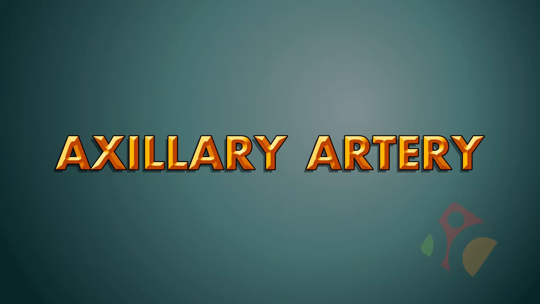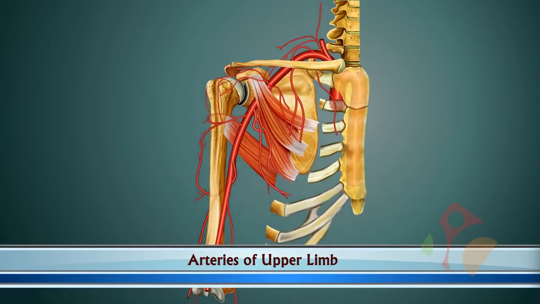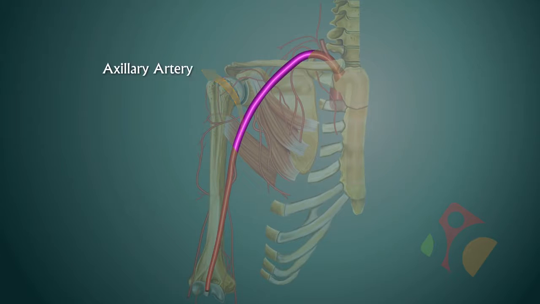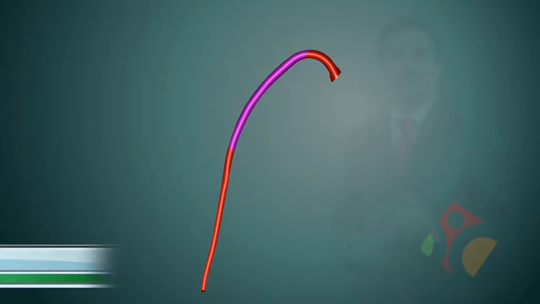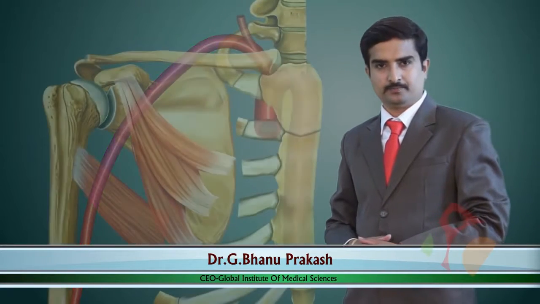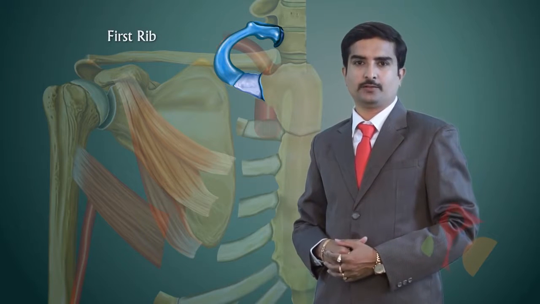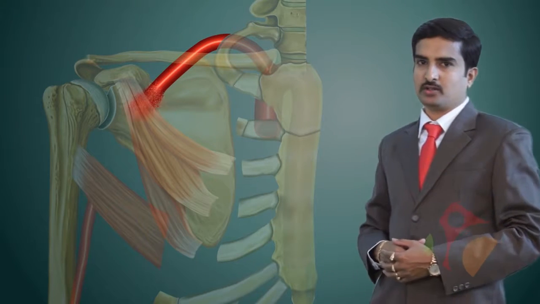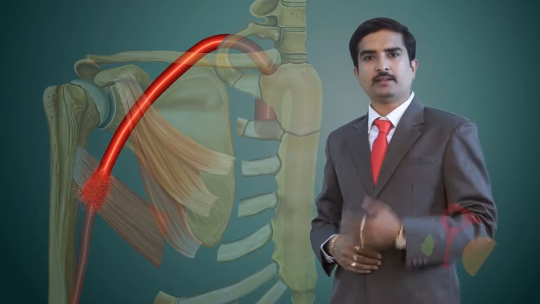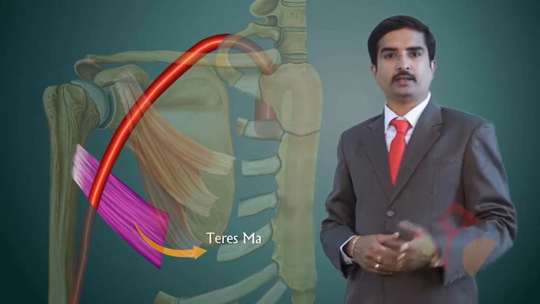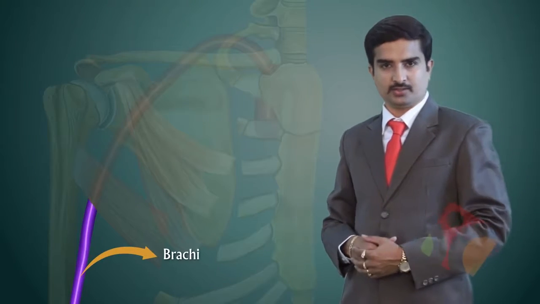In today's class of gross anatomy, after the completion of the arteries of the upper limb, that is the subclavian artery, we are into the next artery, called the axillary artery. The axillary artery is the main artery of the upper limb. It begins from the outer border of the first rib as the continuation of the subclavian artery and ends at the lower border of the teres major muscle, where it continues as the brachial artery.